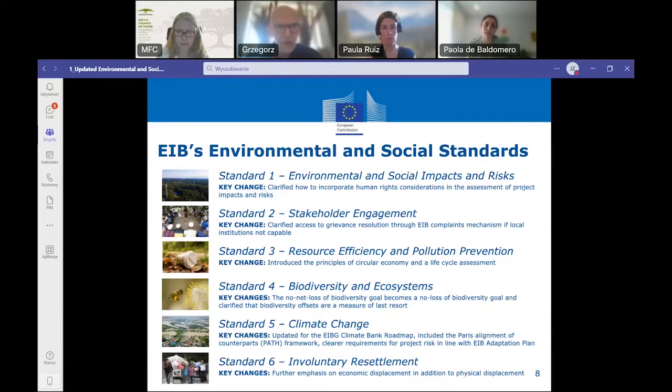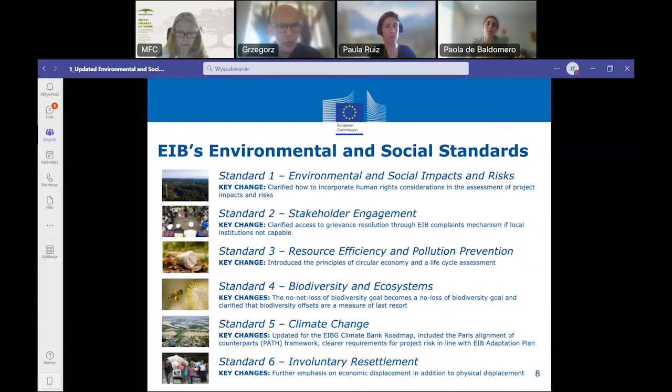Then for standard 5, we're focusing on climate change, and it really promotes climate considerations in all the projects. Here we're talking both mitigation and adaptation. So every single project that is financed by EIB needs to consider how it can be improved, or how it can be aligned to the Paris Agreement and the EU Sustainable Finance Action Plan. And all those principles need to be taken into consideration in each project.